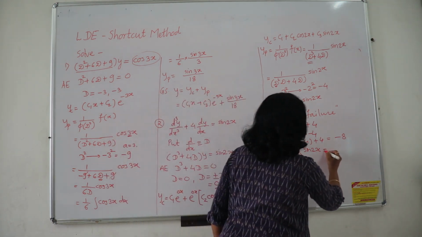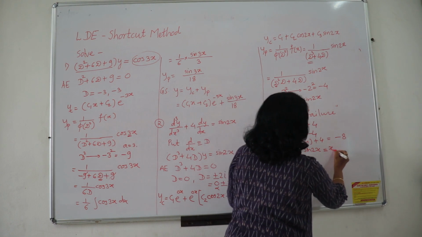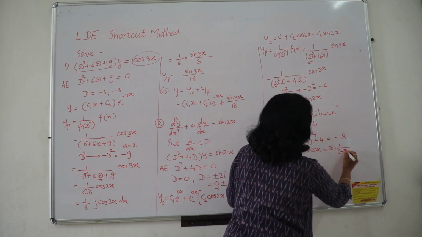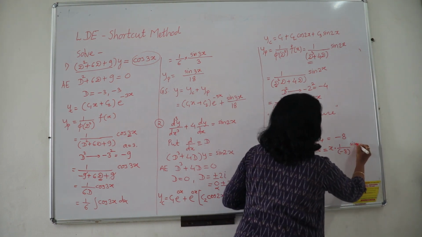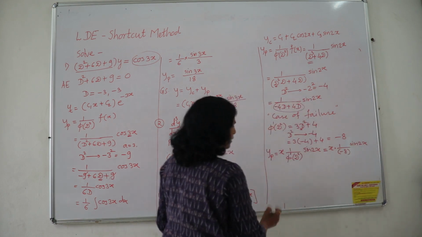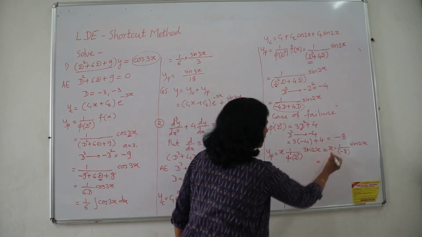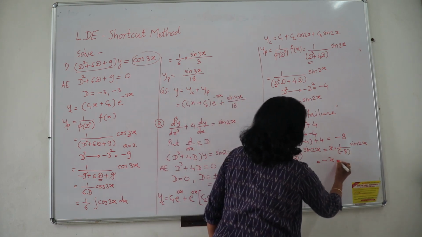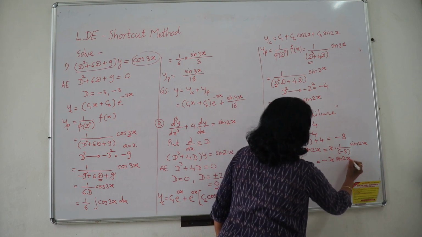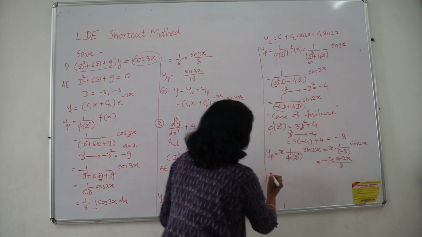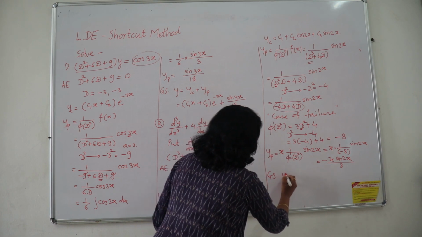And so I will calculate it here only. x multiplied by 1 upon the value calculated, which is minus 8, sine of 2x. I have calculated the final value. So I may write the minus sign in the numerator. x multiplied by sine 2x whole divided by 8, and finally time to write the general solution.